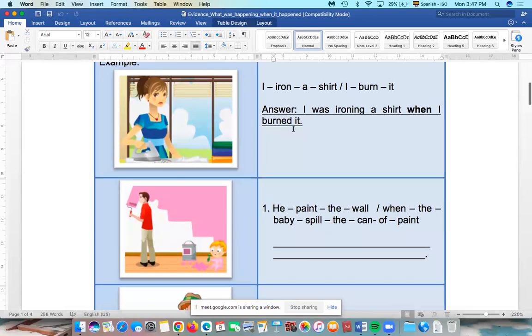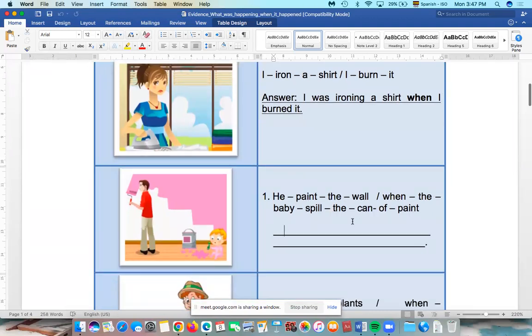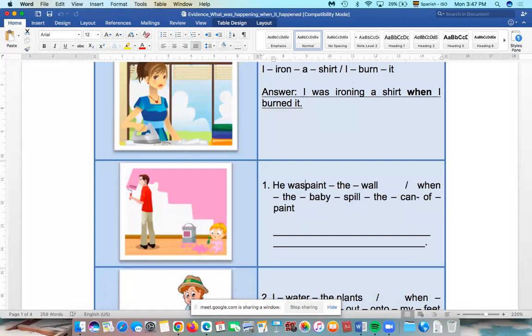You can see here, I was ironing a shirt when I burned it. He was painting the wall when the baby spilled. So probably we would change these kind of things. He was painting, painting, yeah, when the baby spilled the can of paint, yeah.